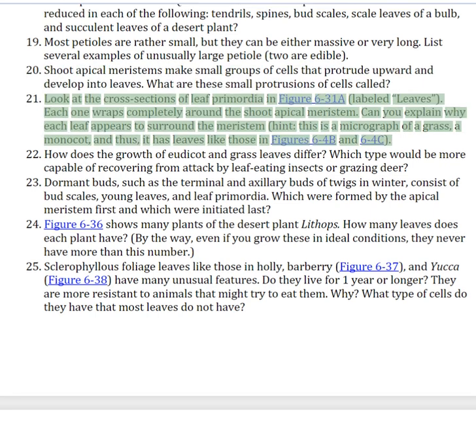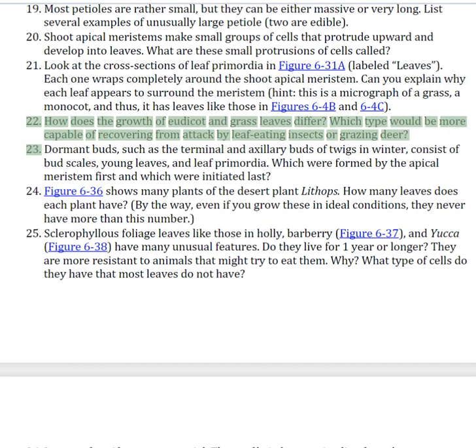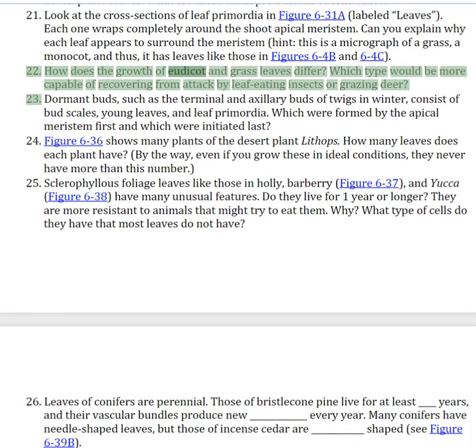21. Look at the cross-sections of leaf primordia in Figure 6-31a. Each one wraps completely around the shoot apical meristem. Can you explain why each leaf appears to surround the meristem? 22. How does the growth of eudicot and grass leaves differ? Which type would be more capable of recovering from attack by leaf-eating insects or grazing deer?